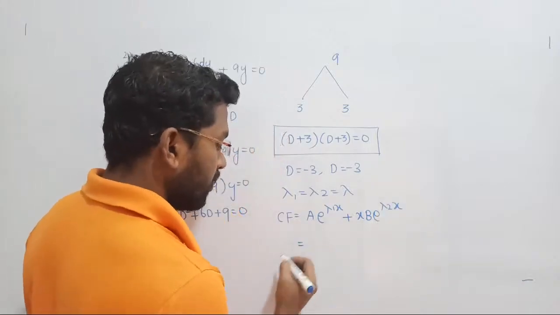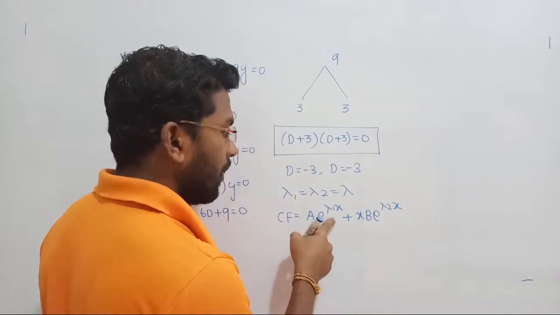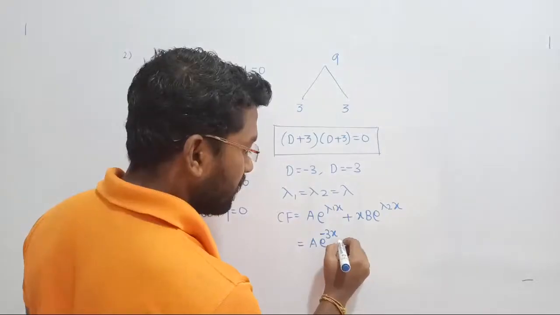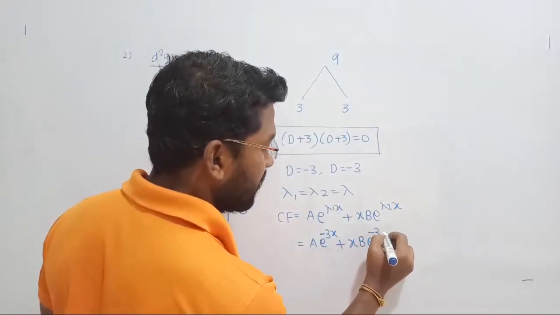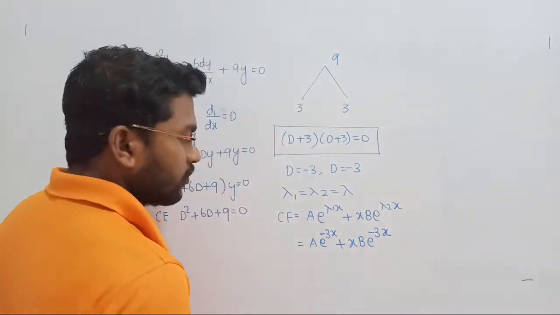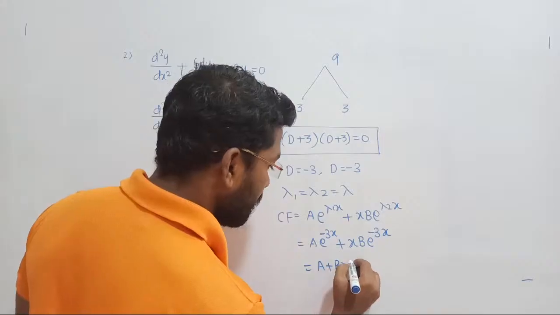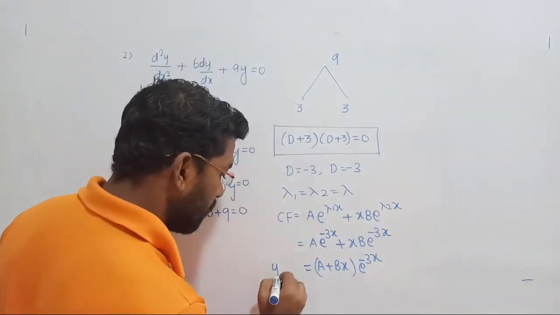Yes. From that, the solution for our function is going to be a into e power lambda 1, equal to what? Minus 3, so minus 3x. Plus x into b into e power lambda 2, also minus 3, because we are facing repeated roots now. So the correct solution for this function is (a plus b x) into e power minus 3x. Now tell me, that is going to be y of x.